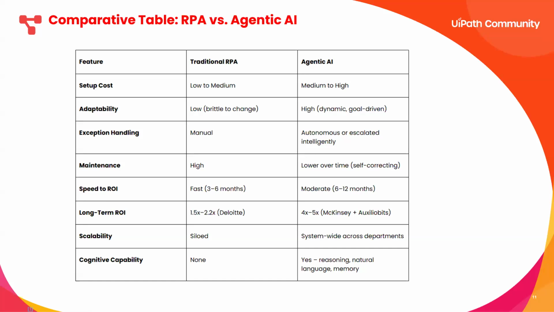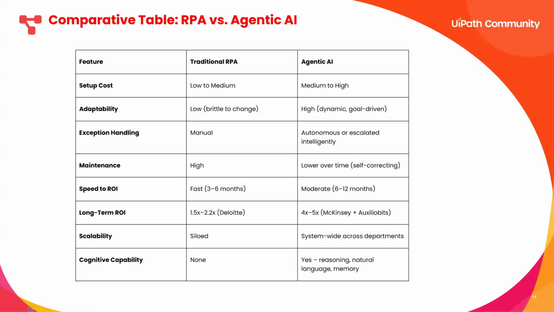When it comes to ROI calculations, they are always calculated based on these eight factors. First is the setup cost. When we compare with traditional RPA, the setup cost always ranges from low to medium. Agentic AI setup cost always varies from medium to high.